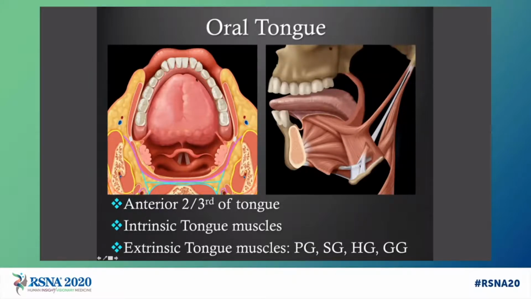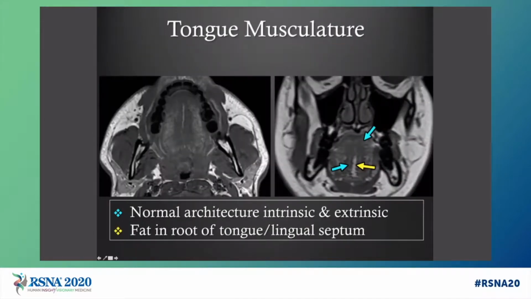The oral tongue really consists of the anterior 2/3 of the tongue. It is composed of both intrinsic tongue muscles as well as the extrinsic tongue muscles, and those include the palatoglossus muscle, the styloglossus muscle, this orthogonally oriented hyoglossus muscle, and the genioglossus muscle, which forms really the base of the tongue, or the body of the tongue, rather.